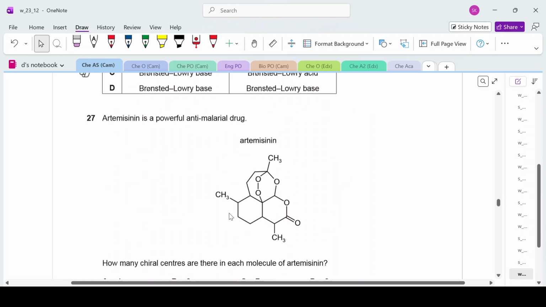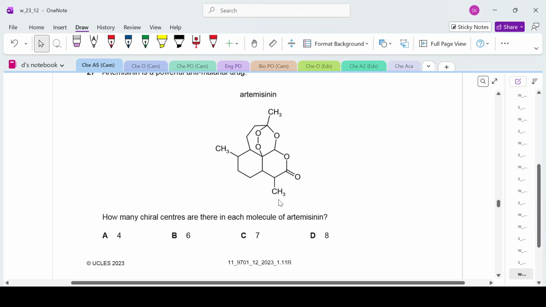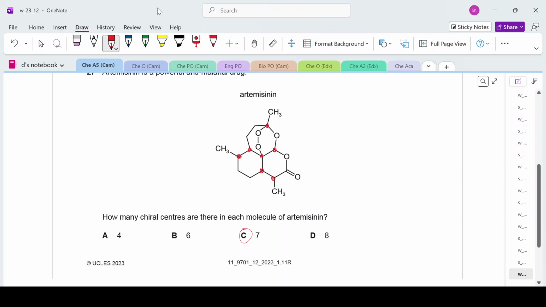27. Artemisinin is a powerful antimalarial drug. How many chiral centers are there? Let's count. 1, 2, 3, 4, 5, 6, 7. The double bond carbon doesn't count, so that's not chiral. Yeah, that's it. 7. So 27 is 7.